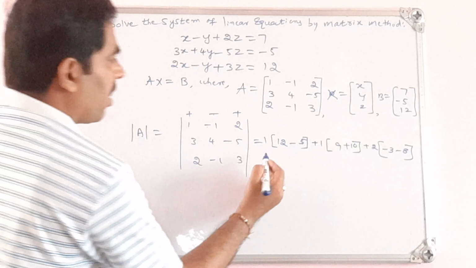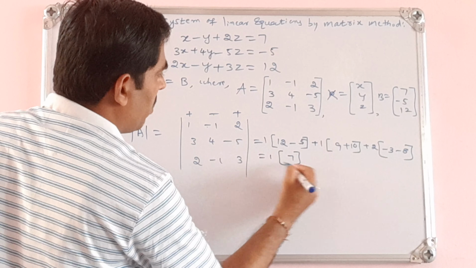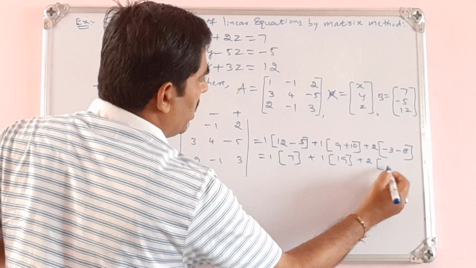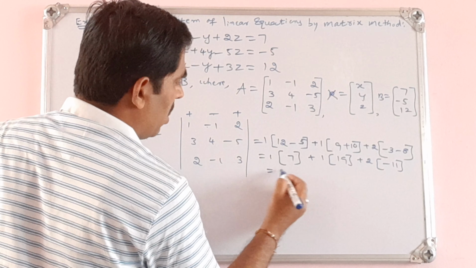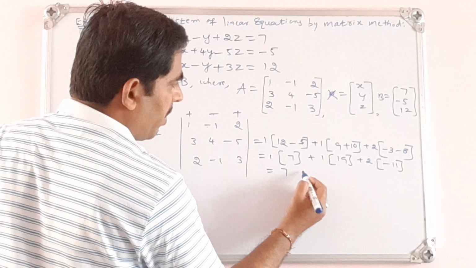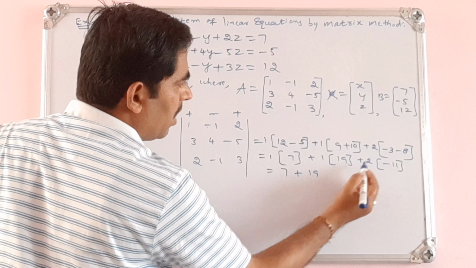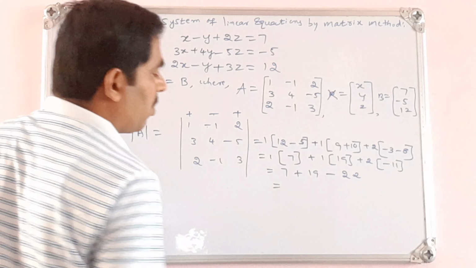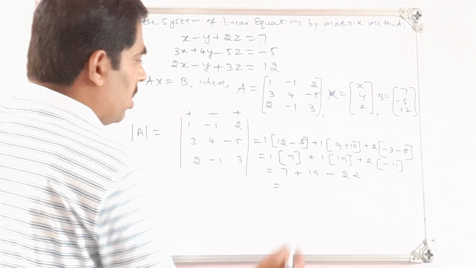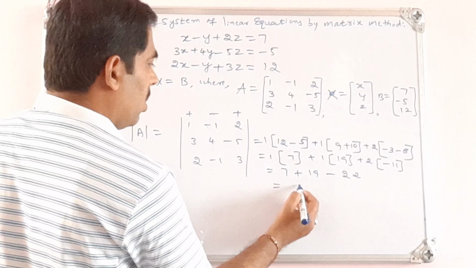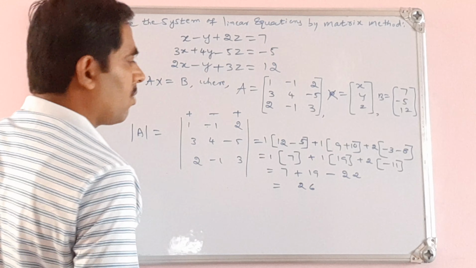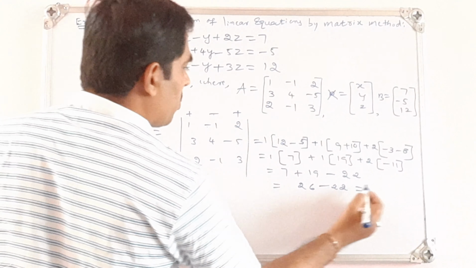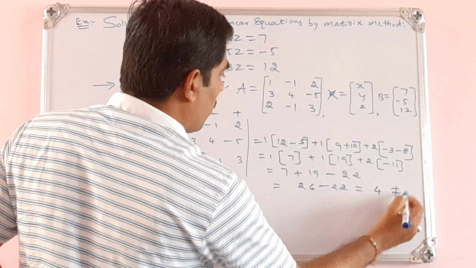So we have to write it carefully here. 1 into 12 minus 5 will be 7. Then plus 1 into 10 plus 9, that is 19. Then plus 2 into minus 3 minus 8, that is minus 11. Writing the products: 7 into 1 is 7, plus 19 into 1 is 19, then plus into minus, minus 11 into 2 is 22. Add these two and subtract 22 to get the value of the determinant. 7 plus 19 is 26, minus 22 is 4. Of course, it is non-zero.